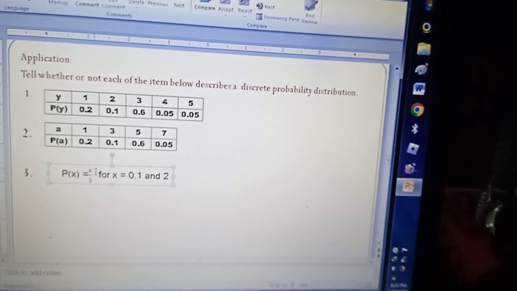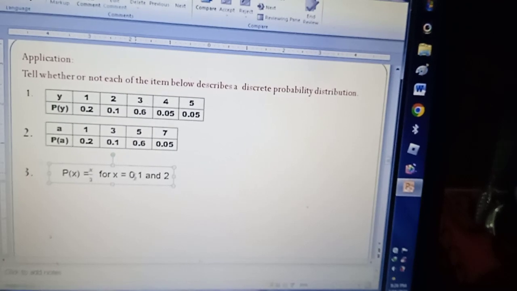So, 0 over 3 equals 0. 1 over 3 is 1/3. And if X is 2, 2 over 3 is 2/3. So, 1/3 plus 2/3 equals 1. So, this is also a discrete probability distribution. Okay.